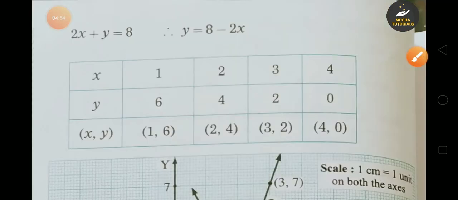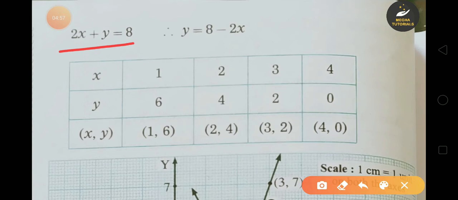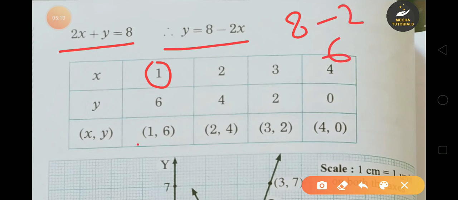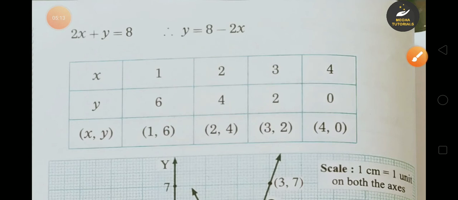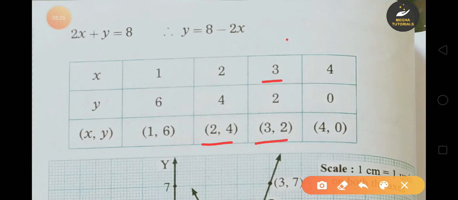Second equation is 2x plus y is equal to 8, and y is equal to 8 minus 2x. Okay, so let us assume some values of x. So x is equal to 1, 8 minus 2 into 1, that is 8 minus 2, so it is 6. Okay, so the pair is 1 comma 6. Then x is equal to 2, 2 4s are 4, 8 minus 4 is 4, so the pair is 2 comma 4. Next we are assuming x is equal to 3, 2 3s are 6, 8 minus 6 is 2, so the pair is 3 comma 2.